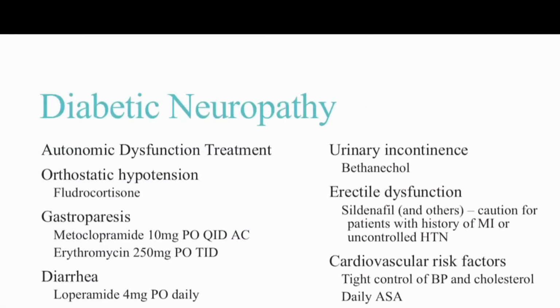Autonomic dysfunction, again, these are all things that go along with uncontrolled blood sugar. Okay, for treatment, again, orthostatic hypotension, fludrocortisone is a volume expander. What type of hormone does this work like?